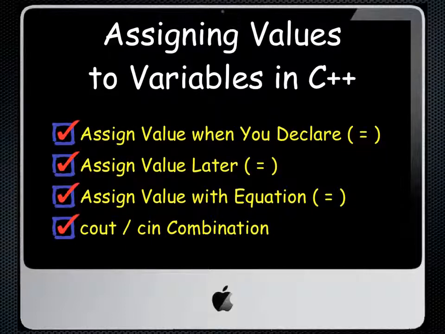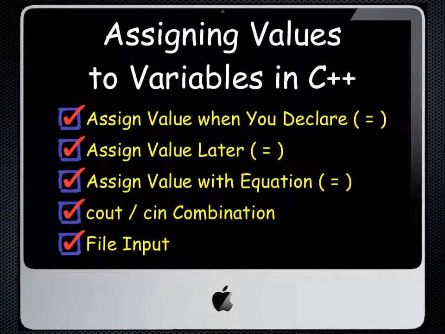We can do a cout, cin combination to enter the value for a variable from the keyboard. And we can do file input to make sure that a variable has a specific value. Let's take a quick look at each of these.